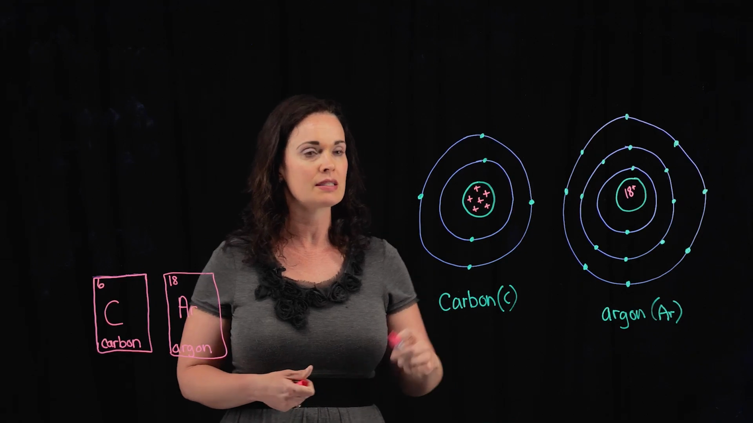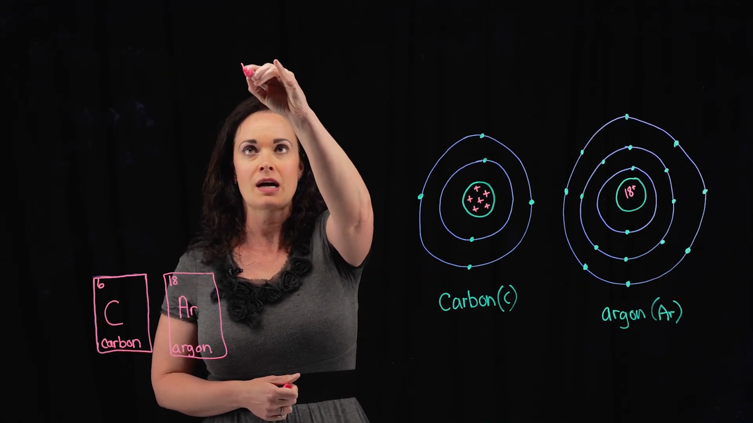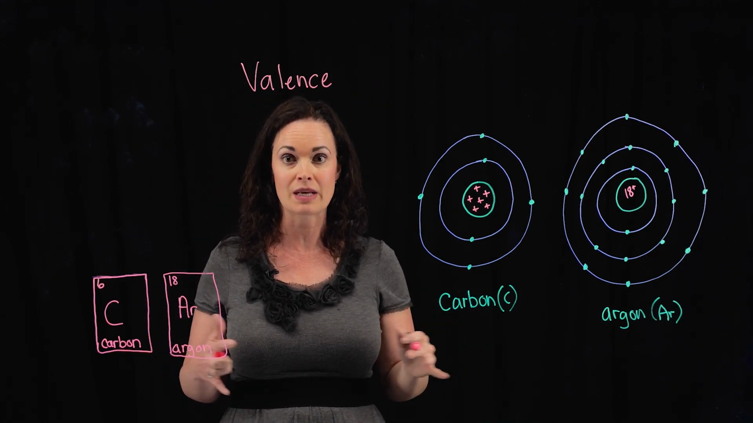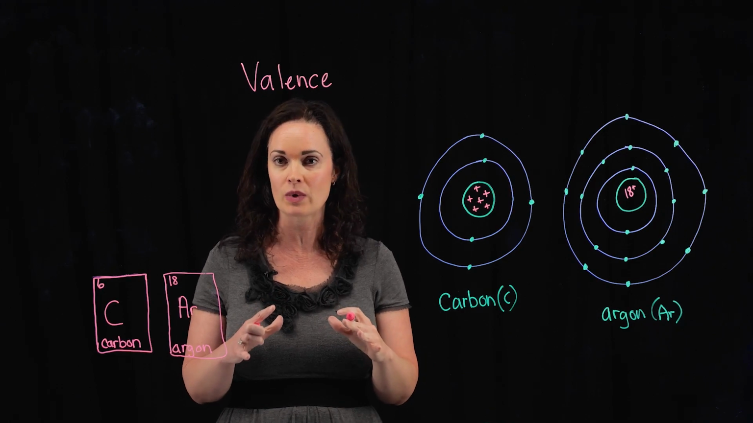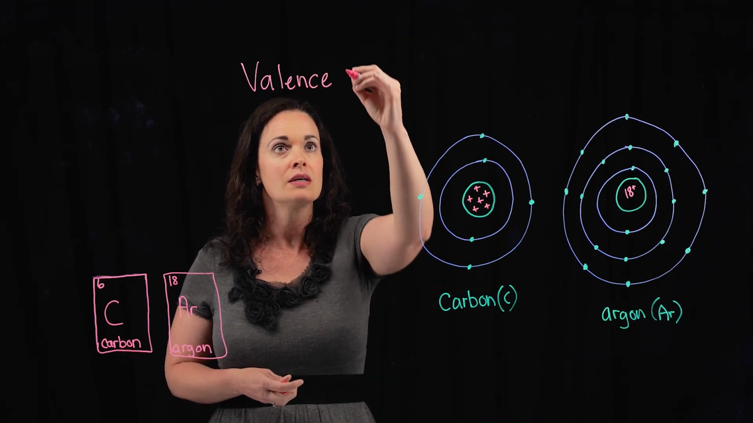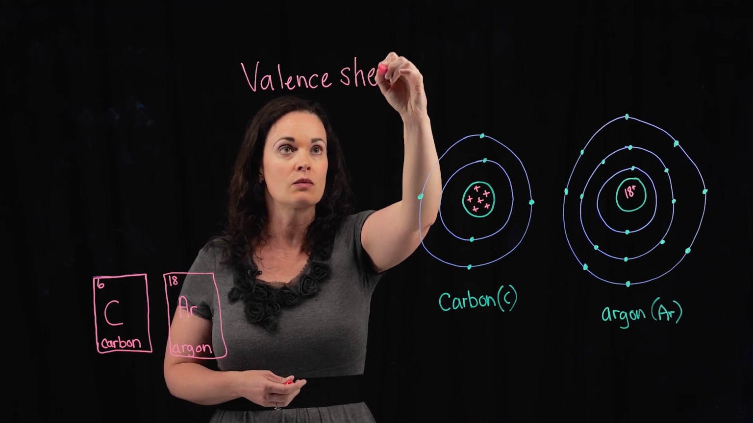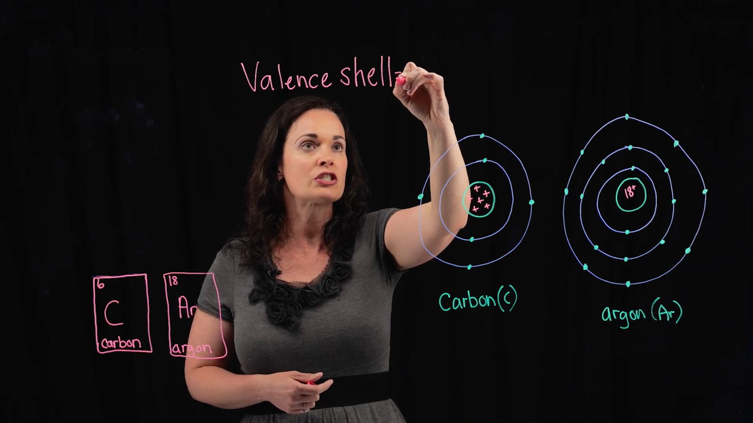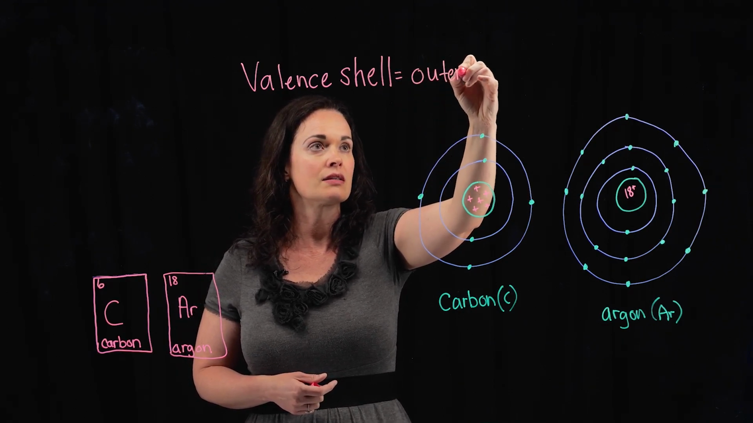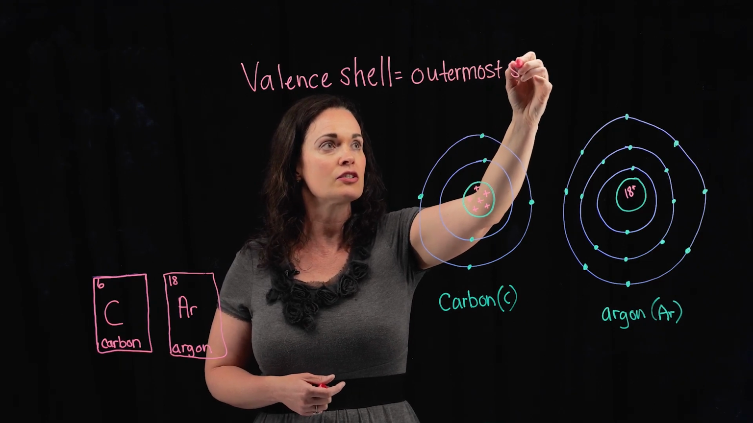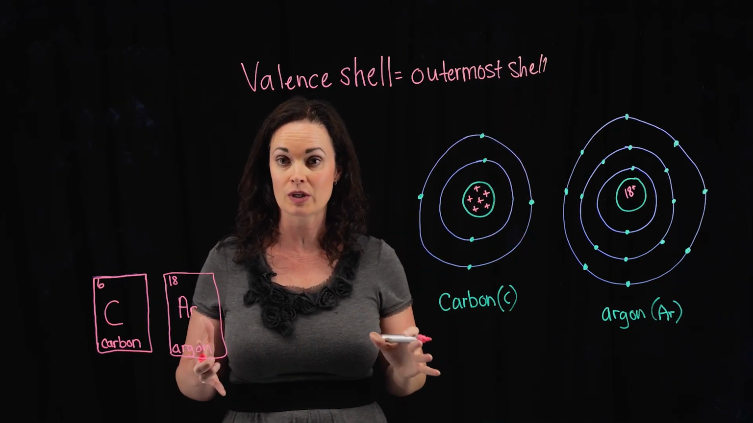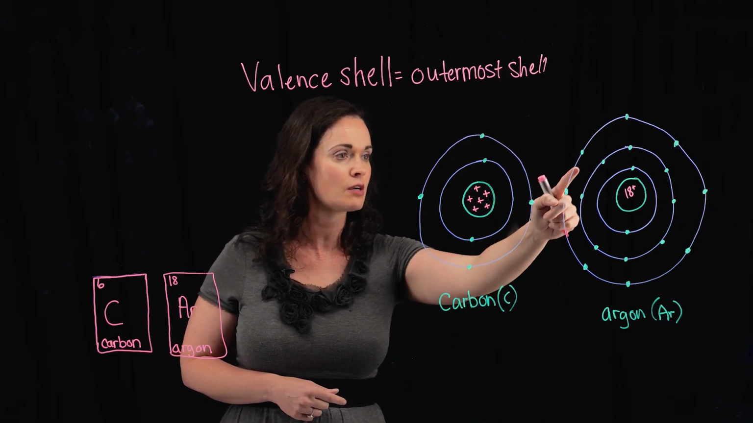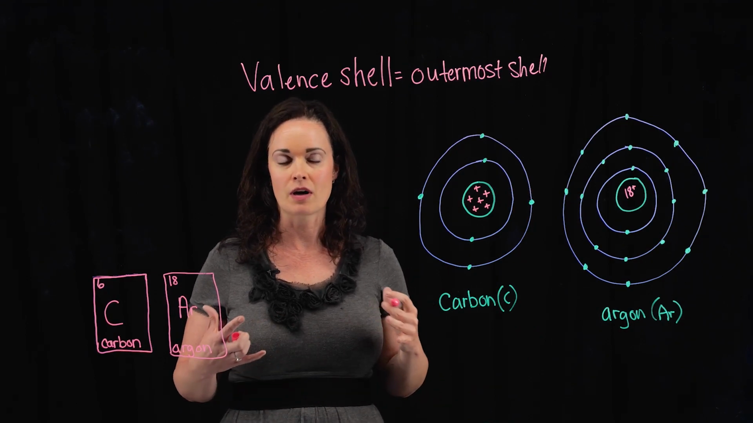So there's a couple of things that I want you to know. When we're talking about the outermost shell, whether that's the first one, because with hydrogen and helium we have only one orbital shell surrounding the nucleus, or the second one, like we see with carbon, or the third one, like we see with argon, that outermost shell is known as the valence shell, okay? So that's a term that you're going to be seeing, and you're definitely going to want to know what it means. The outermost shell is the valence shell. So this is our valence shell of carbon, this is our valence shell of argon.